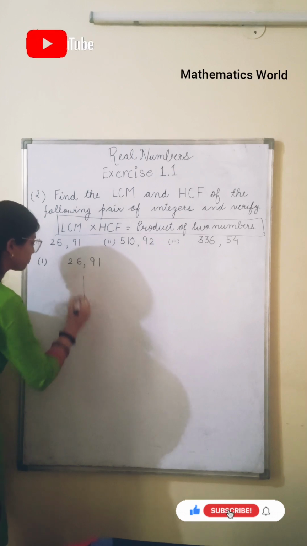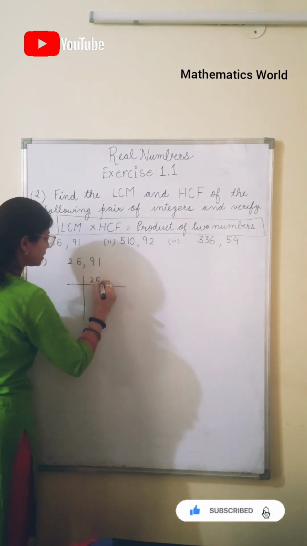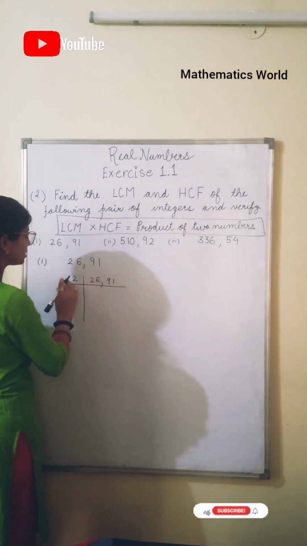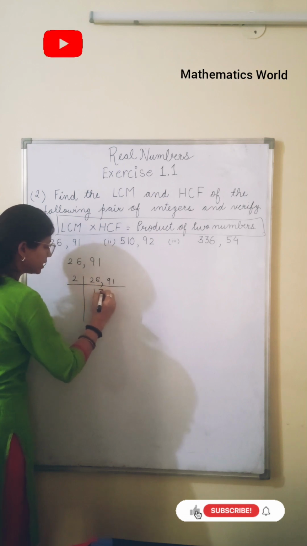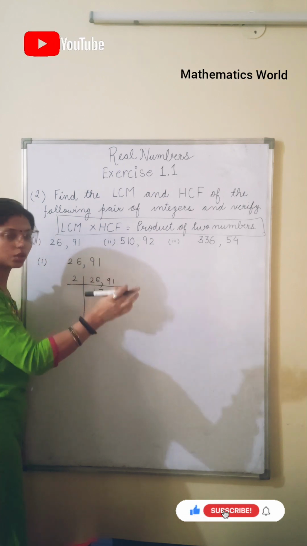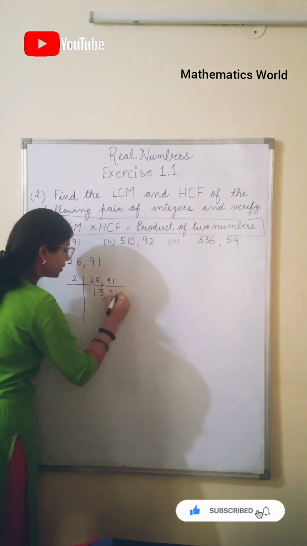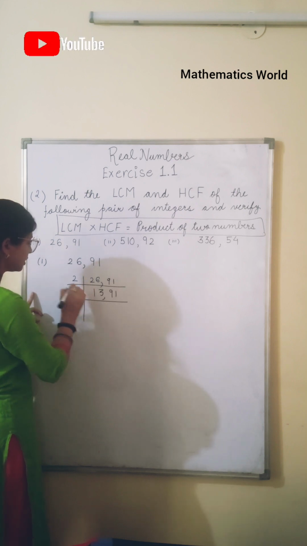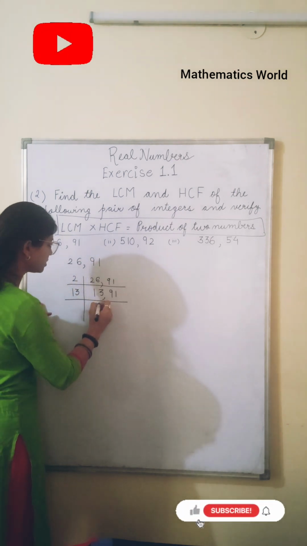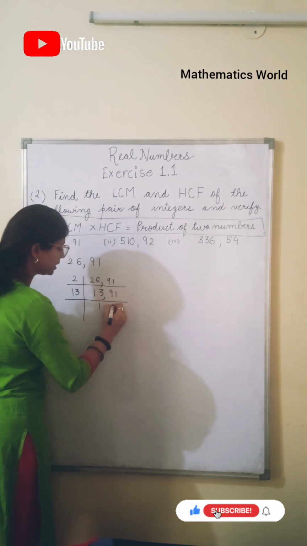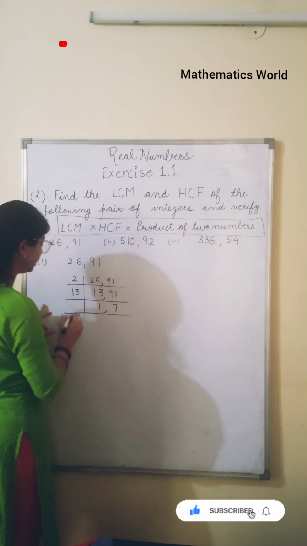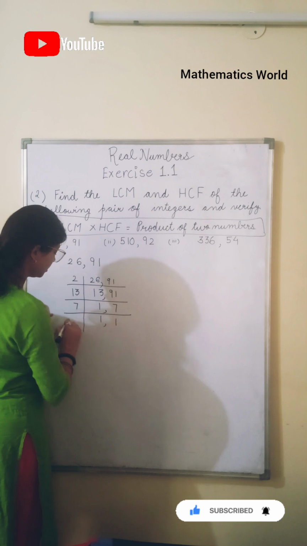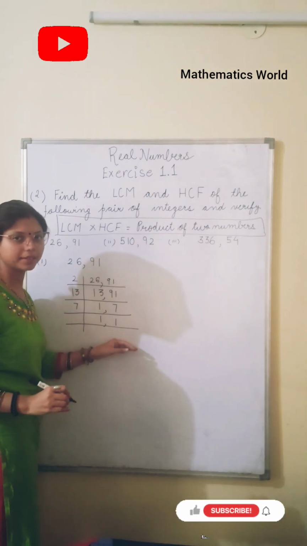So for LCM we'll write 26 and 91 for prime factorization together. 26 is divisible by 2, so we'll write 2 13s are 26, and 91 is not divisible by 2, so we'll write 91 as it is. Next, 13 is also a prime number. We can divide by 13: 13 1s are 13, then 13 7s are 91. Then we are left with 7, and 7 is a prime number, 7 1s are 7. So 1 comma 1. Last में हमारे पास 1 1 आ गया.